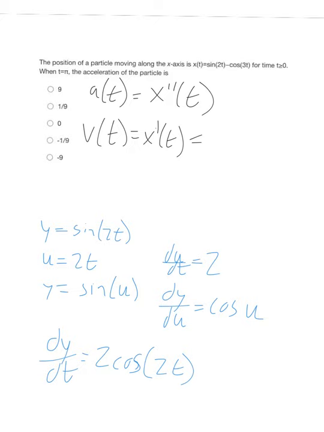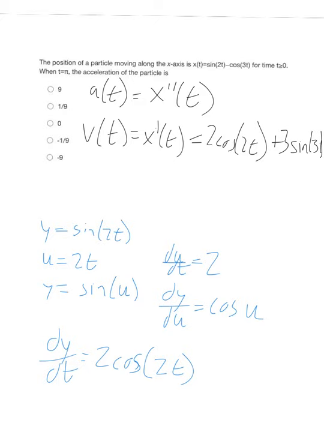I'm going to leave that to you because that's not really the focus of this problem. So we've got 2 cosine 2t, and this is going to become plus 3 sine of 3t. Running out of room, sorry. Now I need the second derivative.